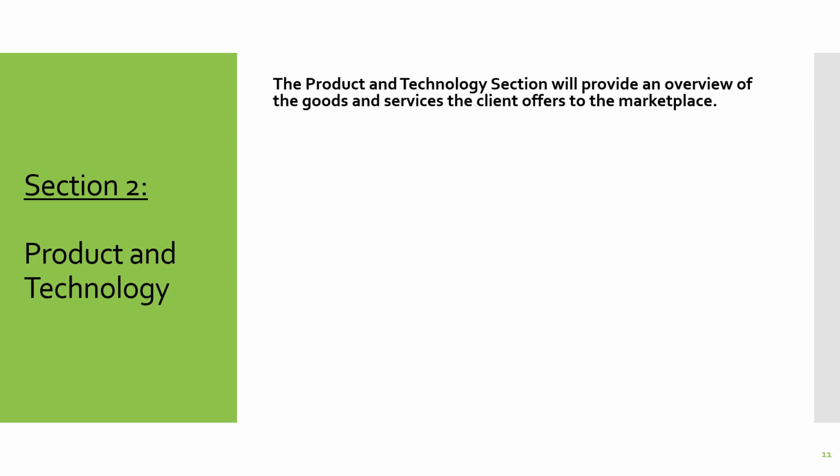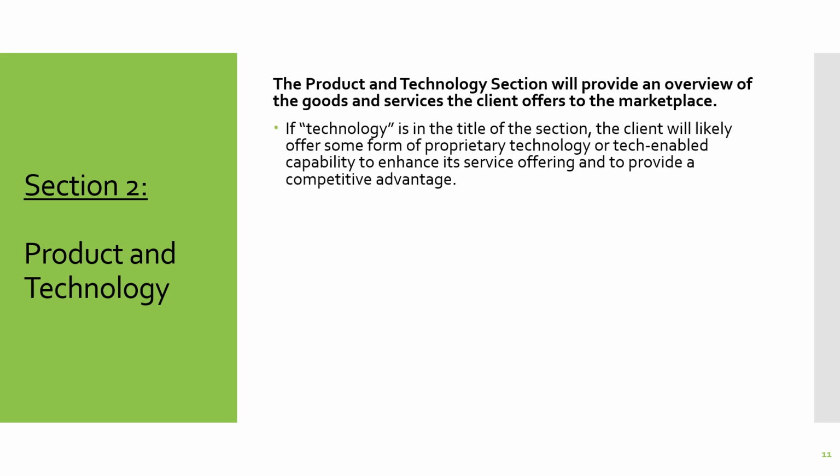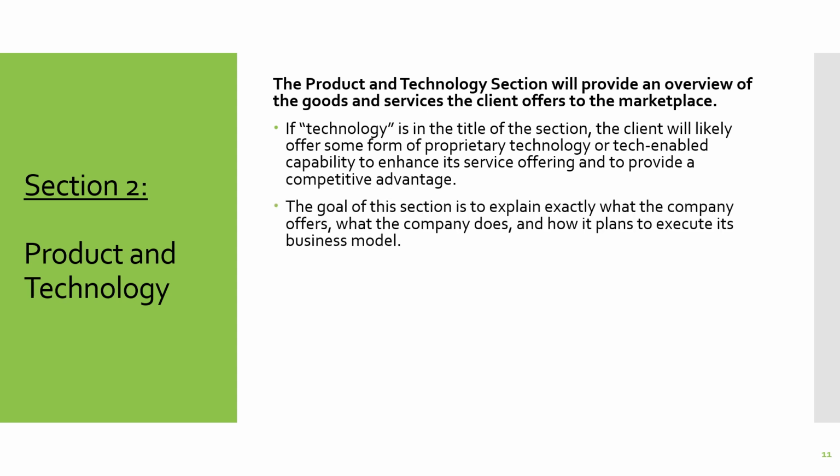Section 2, Product and Technology. The Product and Technology section will provide an overview of the goods and services the client offers to the marketplace. If technology is in the title of the section, the client will likely offer some form of proprietary technology or tech-enabled capability to enhance its service offering and to provide a competitive advantage.